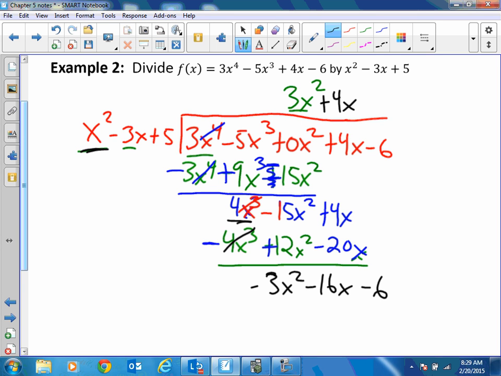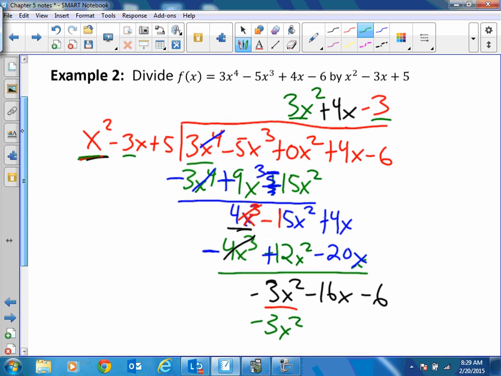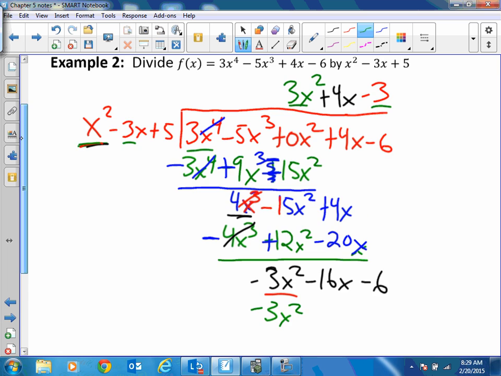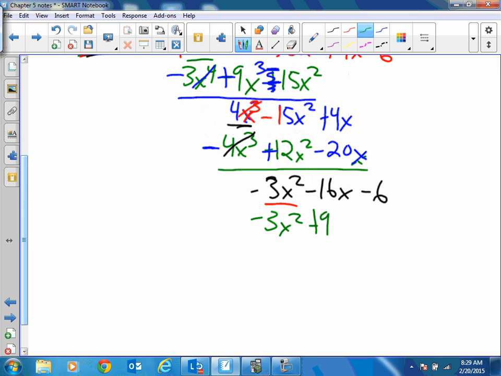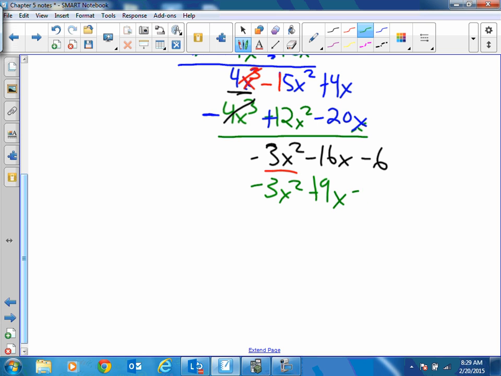So how many times does negative 3x squared go into negative 3x squared? So negative 3x squared divided by x squared would be negative 3. Okay, so we're going to multiply all those by negative 3. So negative 3 times x squared would be negative 3x squared. Okay, negative 3 times negative 3x would be positive 9x. And negative 3 times 15 would be negative 15.